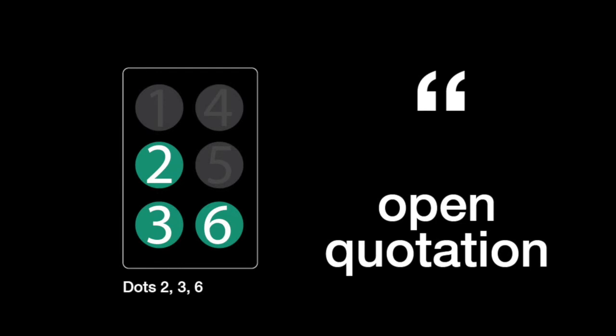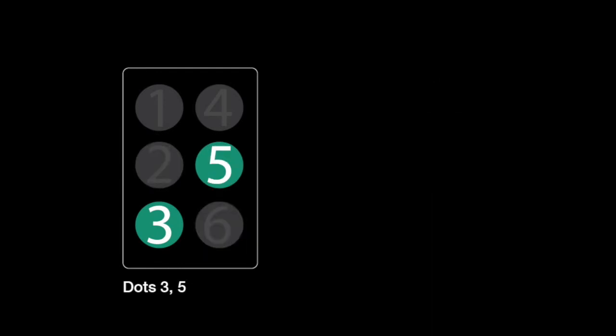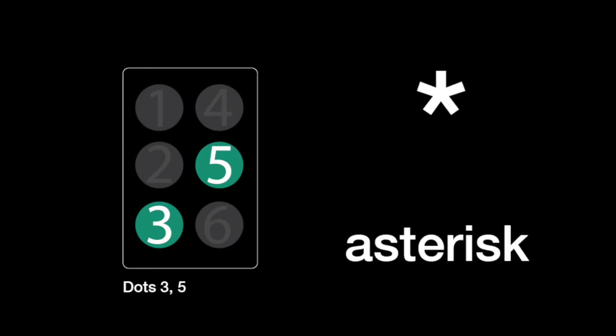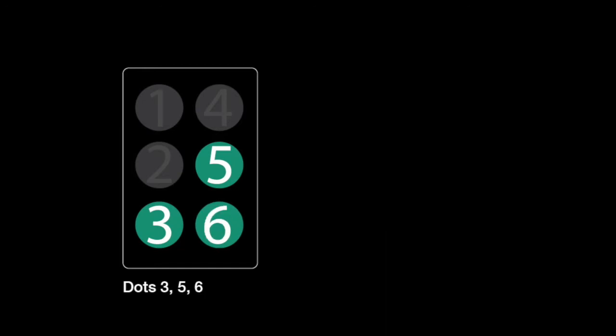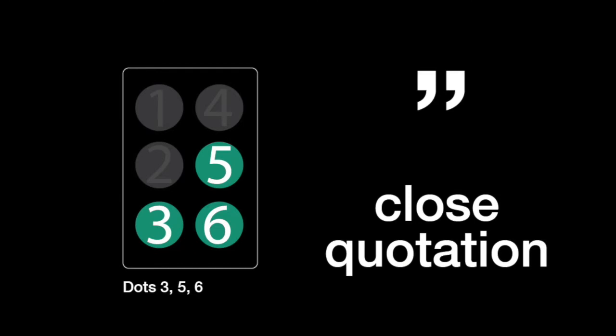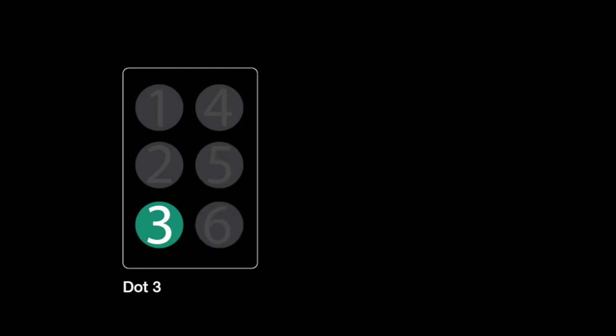Open quotation mark is dots 2, 3, and 6. Dots 3 and 5. An asterisk is dots 3 and 5. Dots 3, 5, and 6. Close quotation mark is dots 3, 5, and 6. Dot 3.